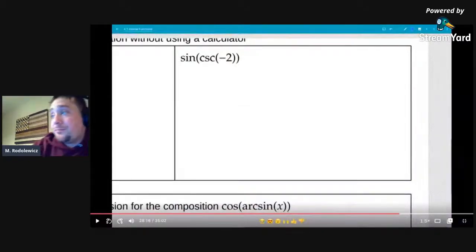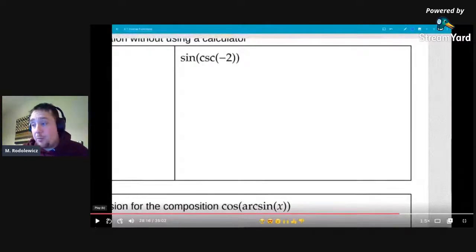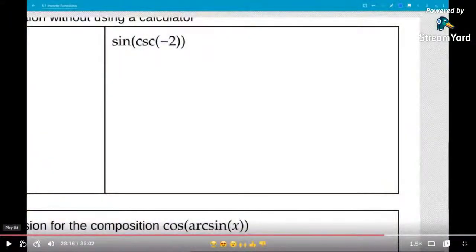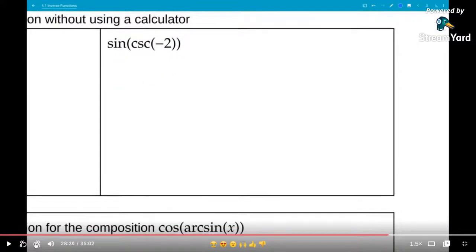One more example here. And I have a typo on this. So there is a typo on this example. Please fix your paper. I started to do this and I said, wait a minute, I didn't type the question I wanted. So ignore this for a moment. That's the question you want to be able to answer: the sine of the inverse cosecant of negative 2.